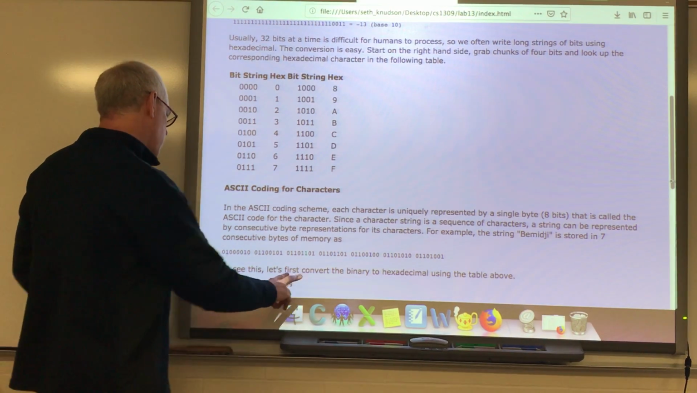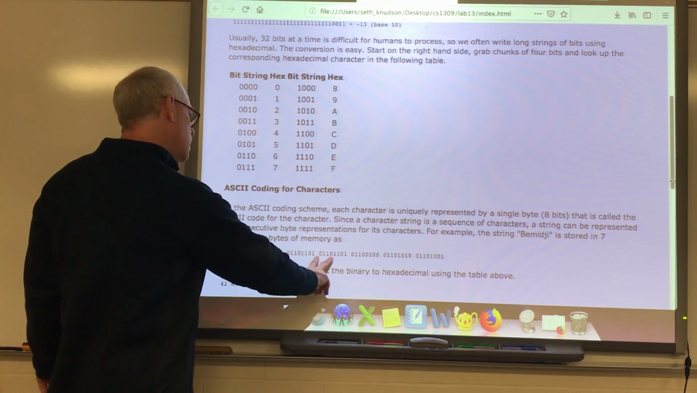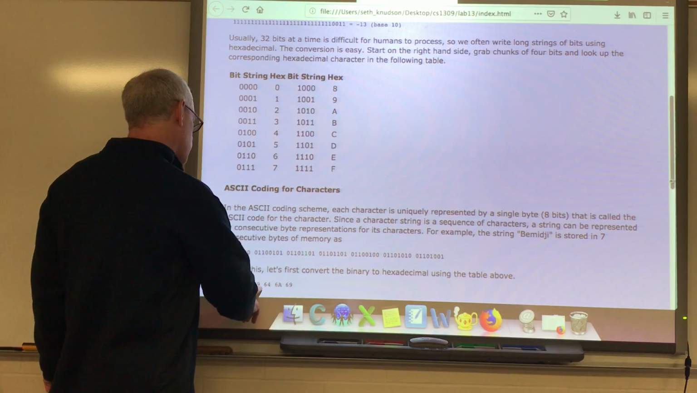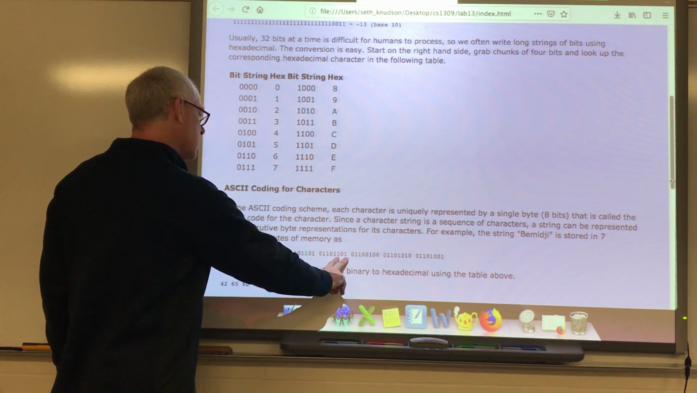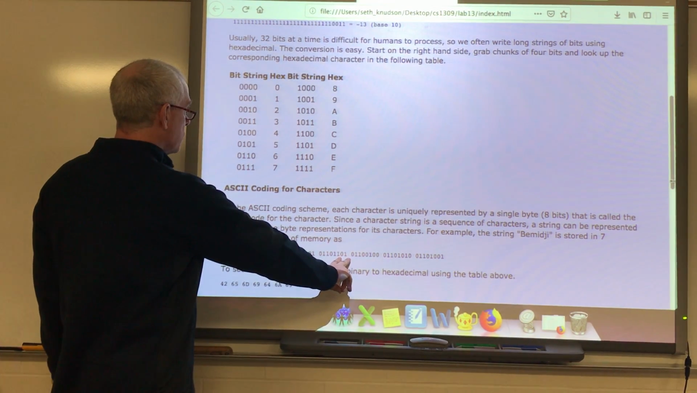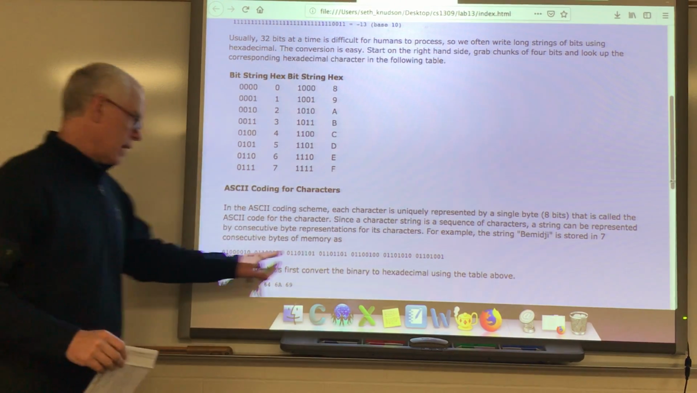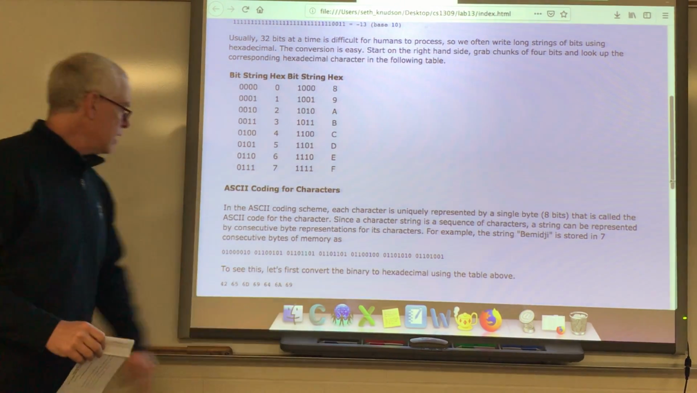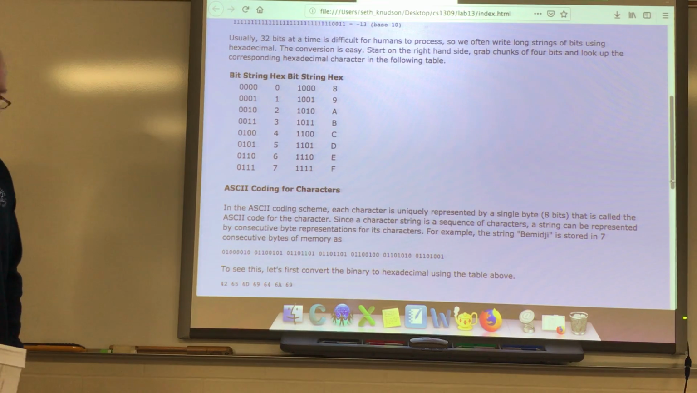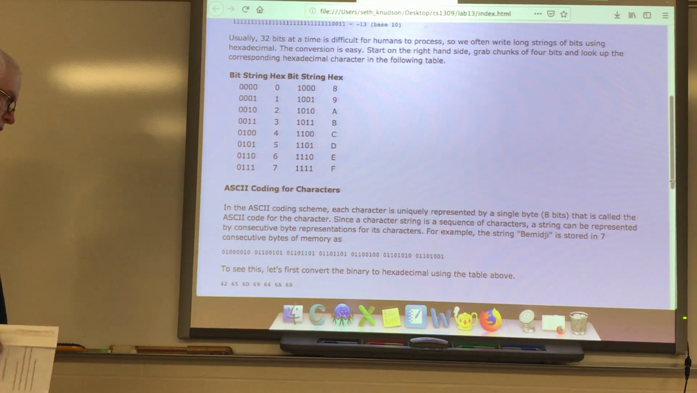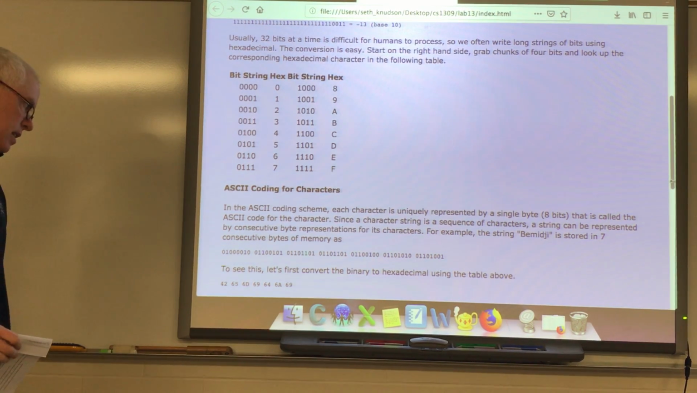One of them, like this one, these two are exactly the same and they're not both 6D. This one's supposed to be 69, which means instead of 1101, that should be 1001. Other than that, everything's right. So now you've got these hexadecimal numbers, and you're like, well, what do I do with 42, 65, 6D, 69, 64, etc.?